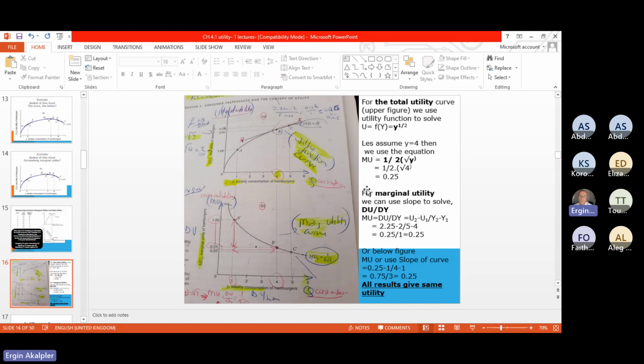Or you use the below curve, as I mentioned to you, for the marginal utility. Similarly, delta u over delta x: 0.25 minus 1 and 4.1 minus 4.1 is again 3. 0.75 divided by 3 again gives you 0.25, the same answer obtained from the utility function and from these calculations. Which one you use for calculating is optional. It depends on what variables, parameters, information or data are given to you for calculating the utility. Is this simple example clear?